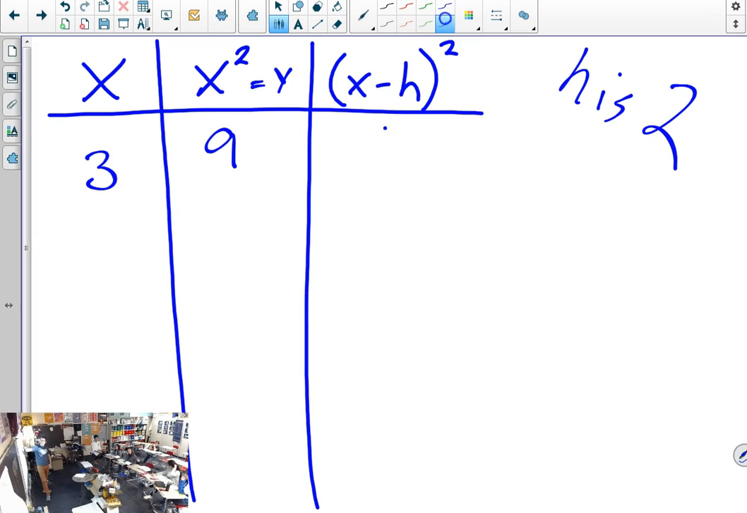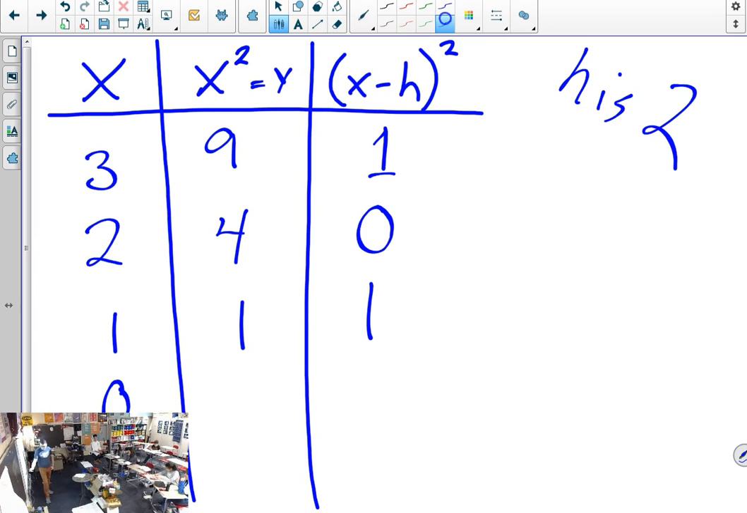1 squared. So that point has shifted from a y value of 9 now to a y value of 1. If I move towards the middle and I make x 2, this would then be 4, but what has happened to this? 0, right? Because 2 minus 2, we're going to say h is always 2 here. We're just going to take 2 away. 2 minus 2 is 0, squared is 0. 1 minus 2 is negative 1. Now that squared would just be 1, but negative 1 squared is also 1. If I make x 0, 0 squared is 0.